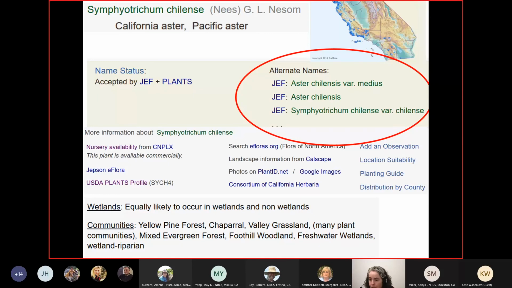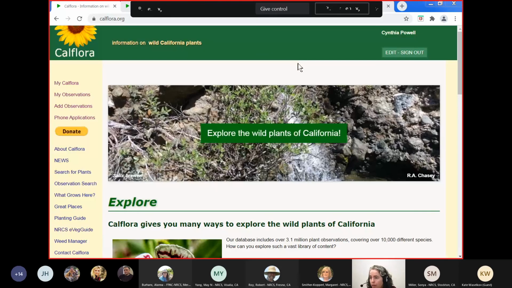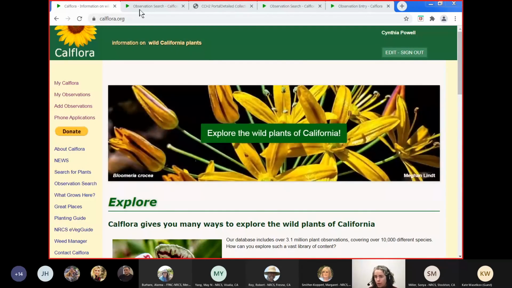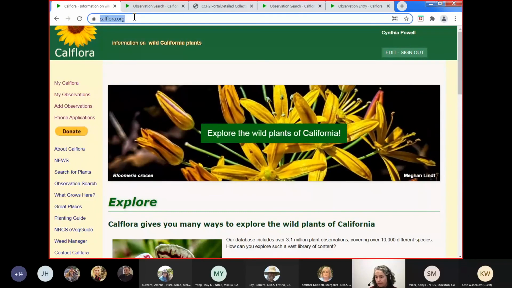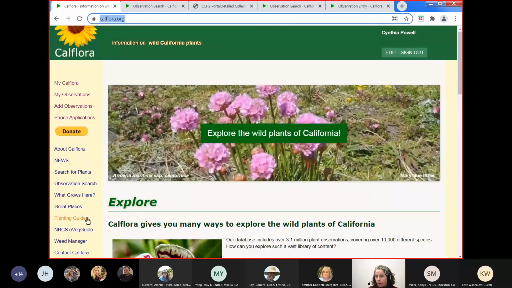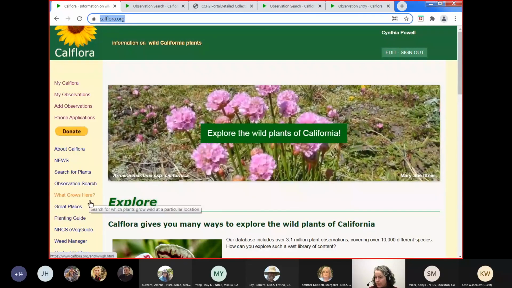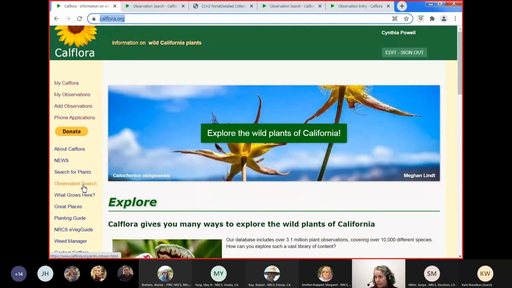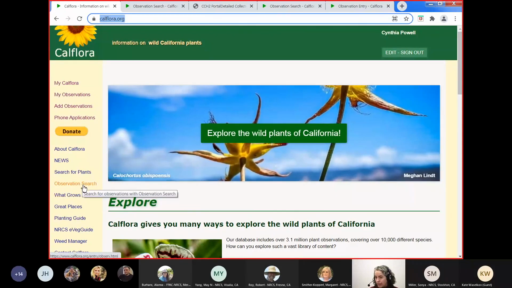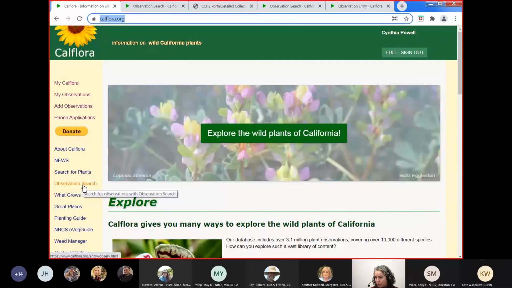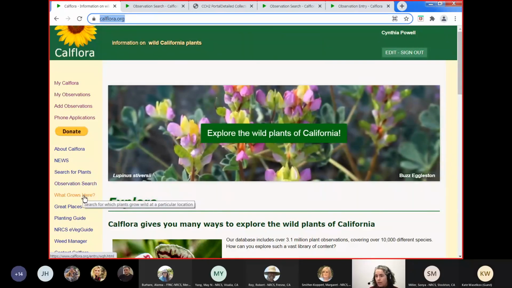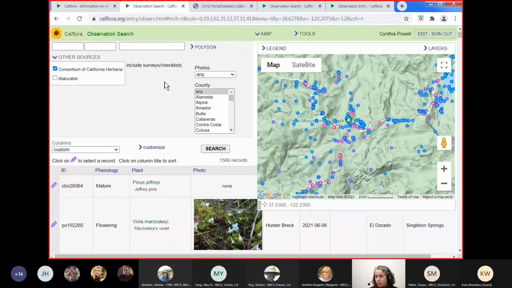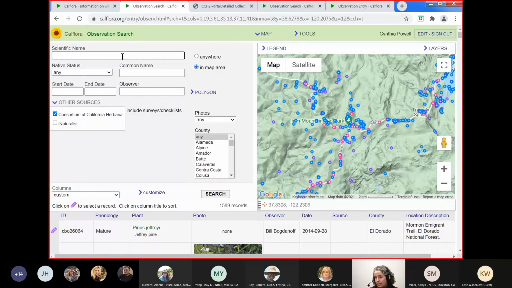Okay, now specimen specific. Let's go live to the Calflora website. Here's our homepage at calflora.org. There are a lot of ways to look at specimens in the Calflora database. I decided for today that we would use observation search. You can also use what grows here. And I conducted a search looking at any species, any status, so native, rare, non-native, Cal-IPC listed.